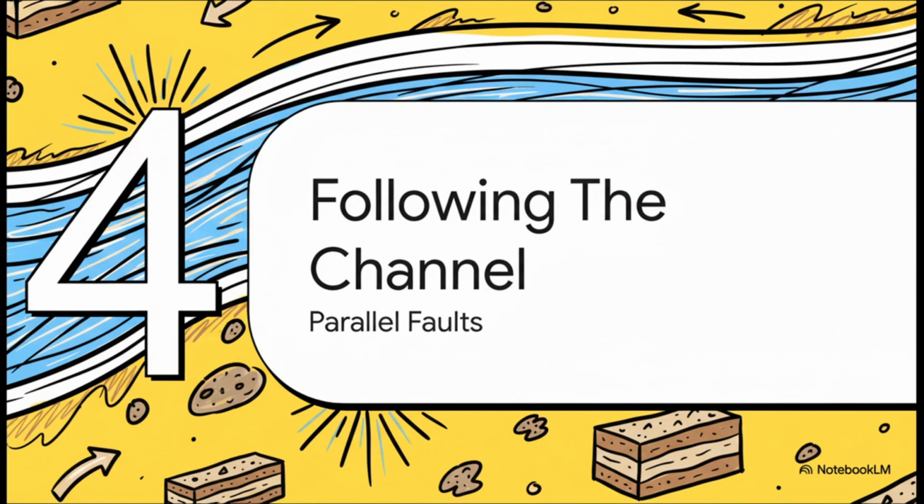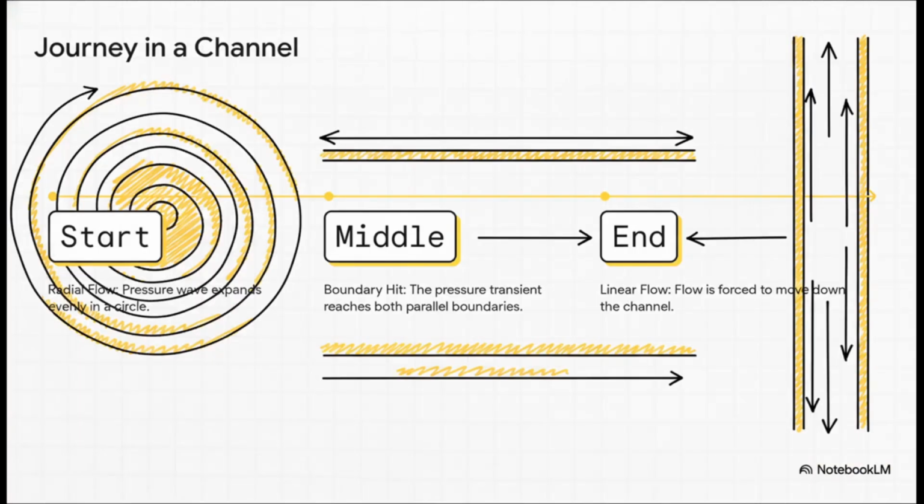All right, so we can map corners. But what if you're not in a corner at all? What if instead you find yourself trapped between two parallel walls, like you're in a long, skinny riverbed or a channel? The pressure behavior, you guessed it, changes all over again. So let's follow the signal's journey here. At first, the pressure wave just expands outwards in a circle. That's called radial flow. But pretty soon, it hits both of those parallel walls. It can't go sideways anymore. The flow gets squeezed, and it's forced to travel straight down the channel. This is a totally different pattern called linear flow.